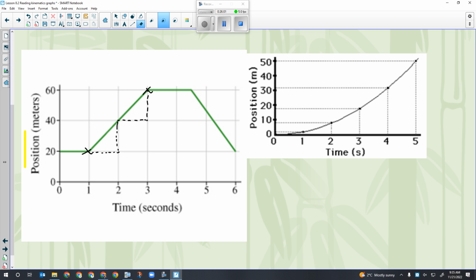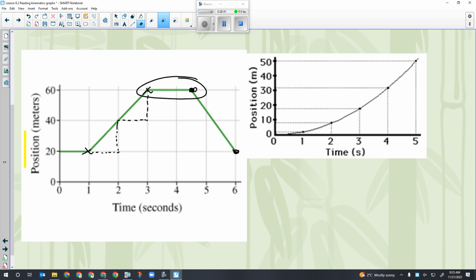Okay? What's going on between 3 and 4.5 seconds? Nothing. Okay? The object is sitting still at a position of 60 meters, positive 60 meters. Okay? What's going on between 4.5 and 6 seconds? Just going down. It's going down. Okay? From 60 to 20 meters.